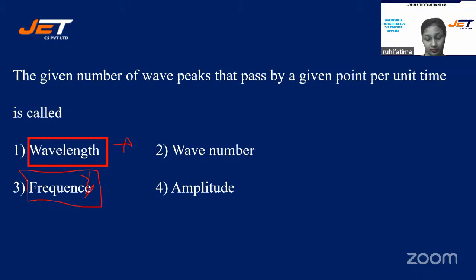Honey, Ganesh, Harish, Vishal, Lucky, you all are correct. Okay, frequency is the right answer, students. The number of waves that pass by a given point per unit time is frequency. Wavelength is the distance covered by one crest and one trough. That is the wavelength. Okay.